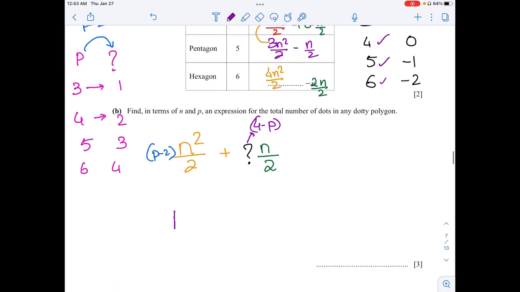So what is the formula? P minus 2 times n square upon 2 plus 4 minus p times n upon 2.